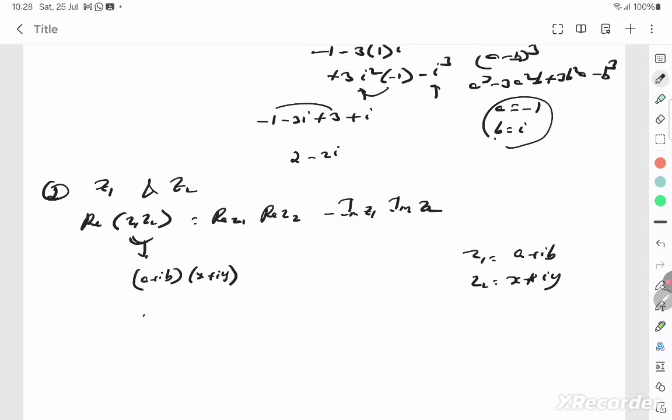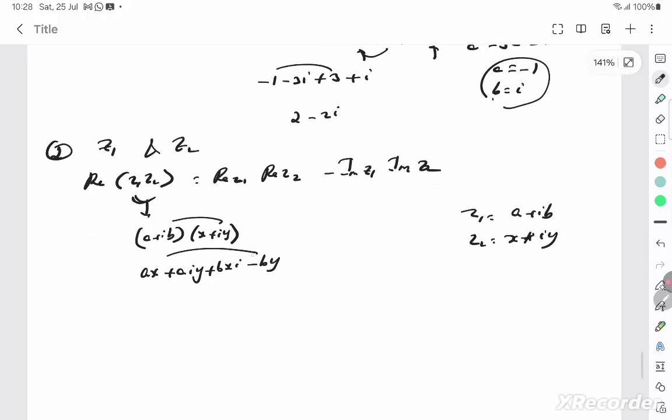So (a plus ib) into (x plus iy). When you multiply this, you get ax plus aiy plus bxi minus by, because i square is minus 1. And they're asking you to consolidate the real and imaginary part. ax minus by is the real part, plus i into (ay plus bx) is the imaginary part. And they are saying the real part of this, which means just ax minus by, is the answer for the left hand side. Go to the right hand side.